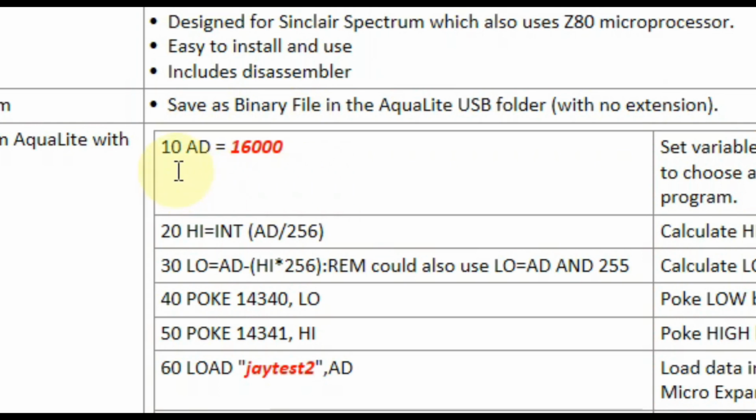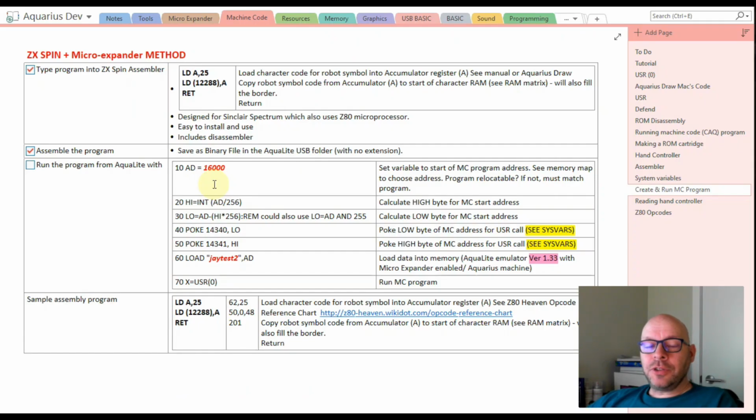So the first line of this BASIC program assigns a value of 16,000 to this variable called AD, which is our address where our machine code program is going to be stored in memory. All right, now let's take a look at the rest of our BASIC program, which we're going to use to run our machine code program.